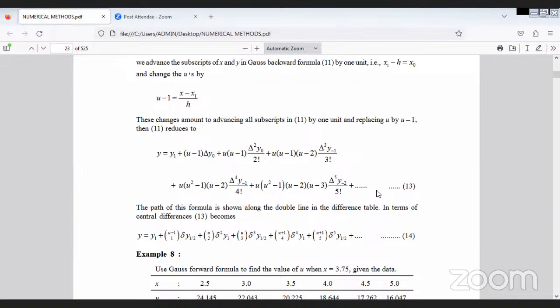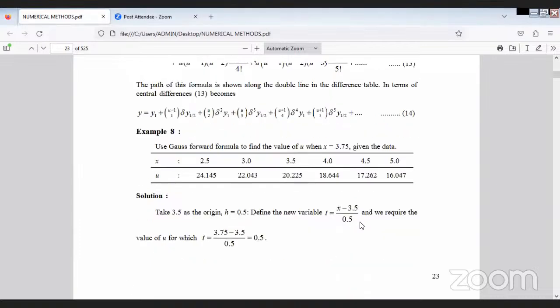So y is equal to y1 plus u minus 1 del y1 by 2, u2 del square y1, u3 del square 1 by 2, u plus 1 and so on, del power y1 by 2 is the value. So we can find how to use the Gauss forward formula for x equal to 3.75 for the given data.